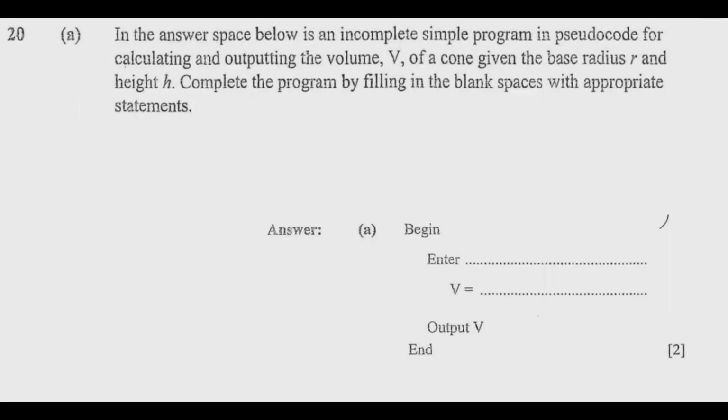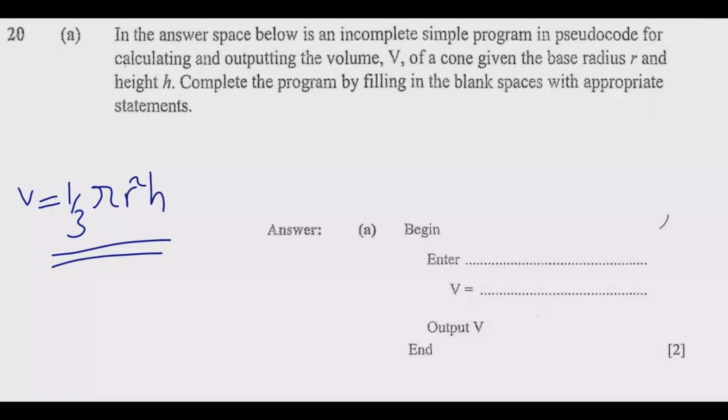So the first thing that we need to know is how do we find the volume of a cone. The volume of a cone is given by 1/3 pi r squared h. This is the volume of the cone. So if we know the volume of the cone, then we enter this into the code in such a way that we are able to calculate the volume using the formula.